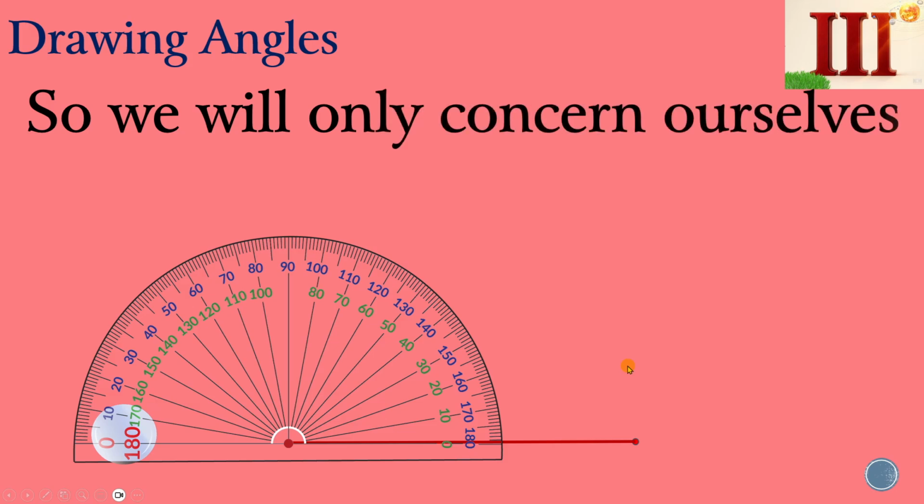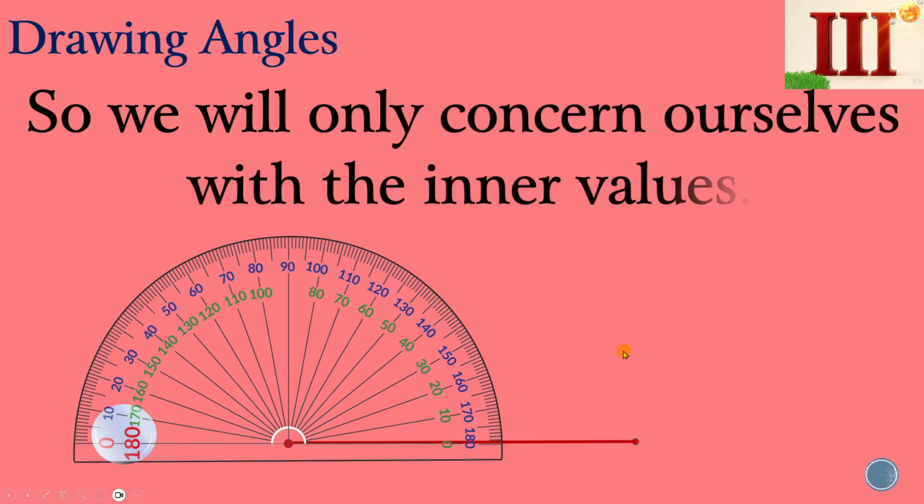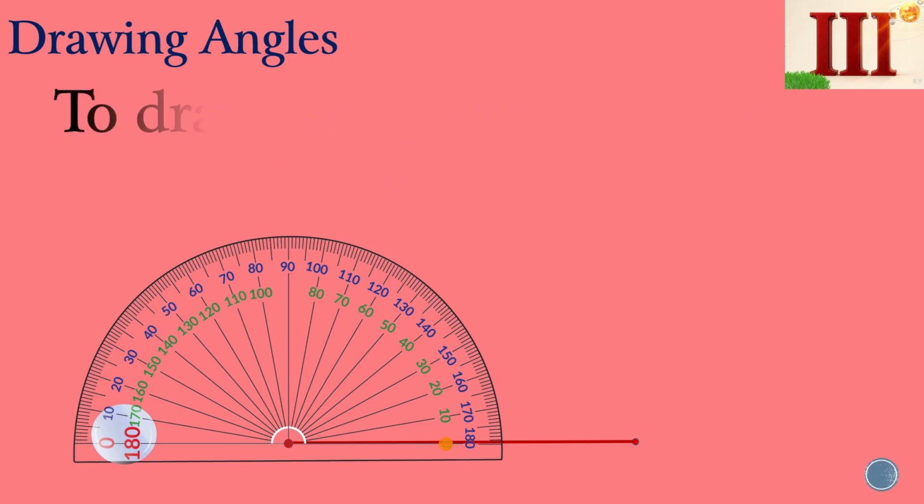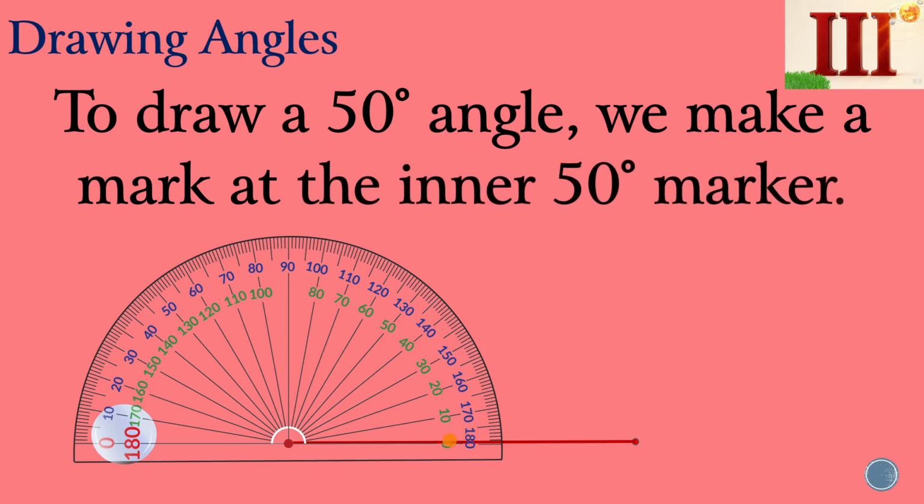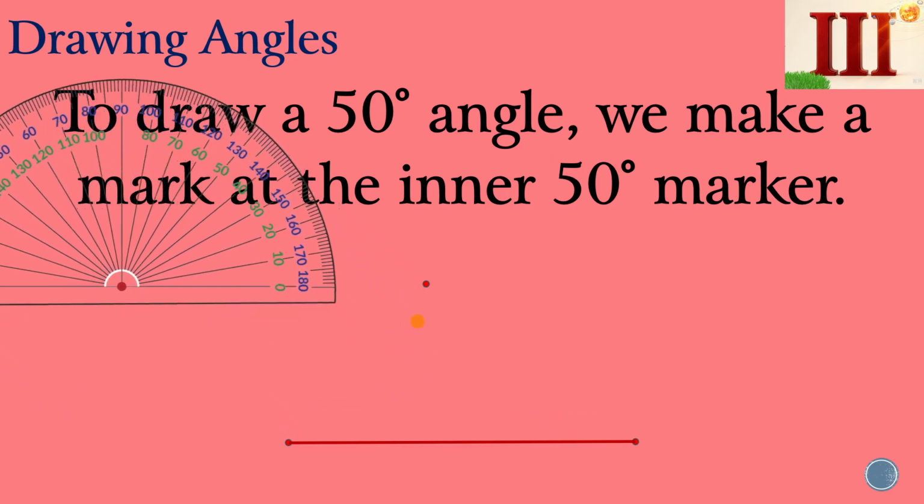So for this particular example, we will be concerned only with the inner numbers, not the outer numbers. We want to count starting from the zero. The zero is our reference point. So we want to draw a 50-degree angle. So we go 0, 10, 20, 30, 40, and then 50. This is where we will make the mark at 50 on the inner set of numbers. So you would make a mark there.